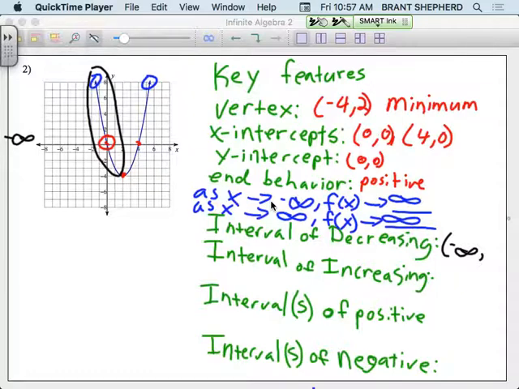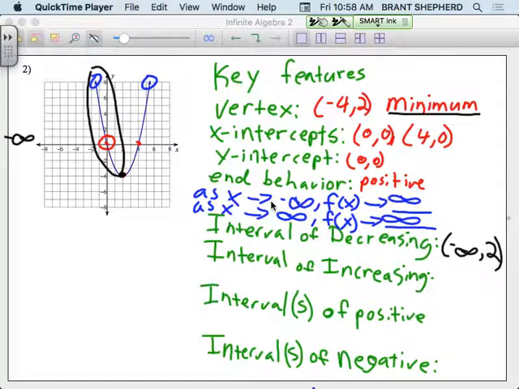Now, we always talk about intervals in terms of x. So it stops decreasing at where x is equal to 2. It stops decreasing right here at my vertex, or my minimum. That's the lowest point, right? And so from negative infinity to 2, that is my interval of decreasing.